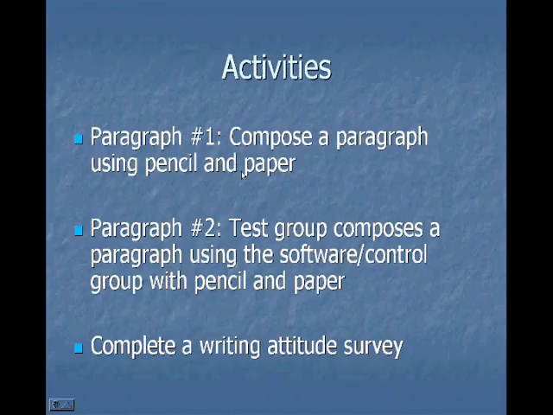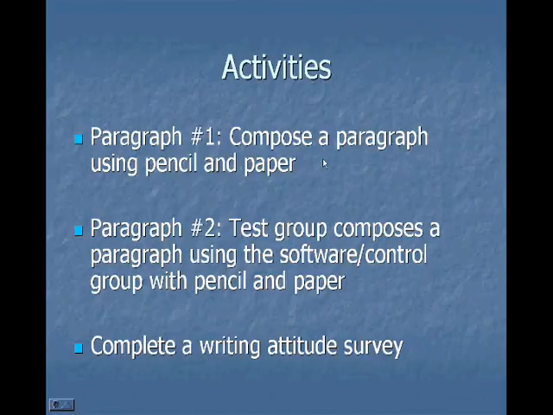The activities. For the project, they composed 2 paragraphs. The first one was pencil and paper, and that's sort of to give me a baseline assessment. How much do they write? What kinds of details do they use when they're just doing traditional handwriting?